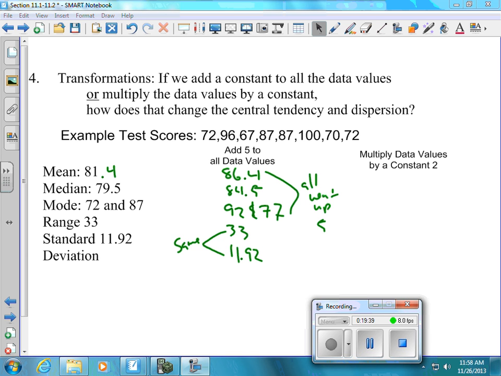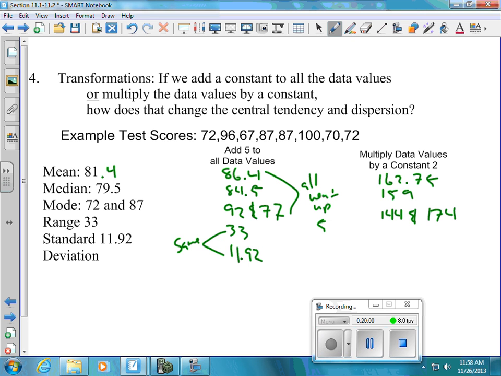What if we multiply by a constant? Well, our new mean will be 162.75. Our new median will be 159. Our new mode will be 144 and 174, we're comparing to our old values. Our range will be 66. Our standard deviation will be 23.83 approximately. And we can see that these all got multiplied by 2.